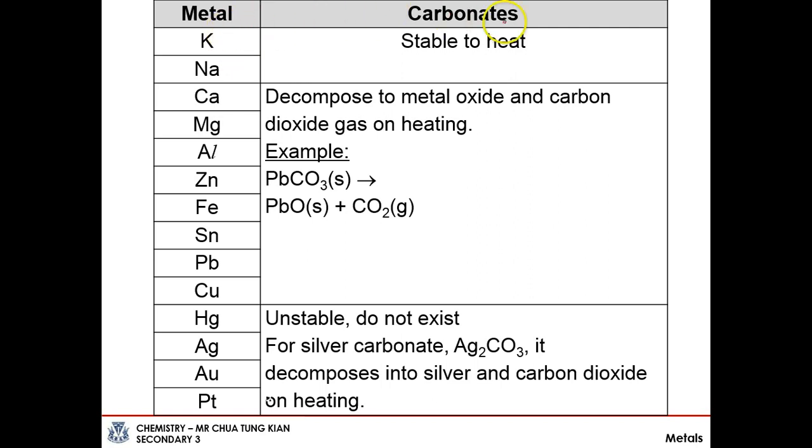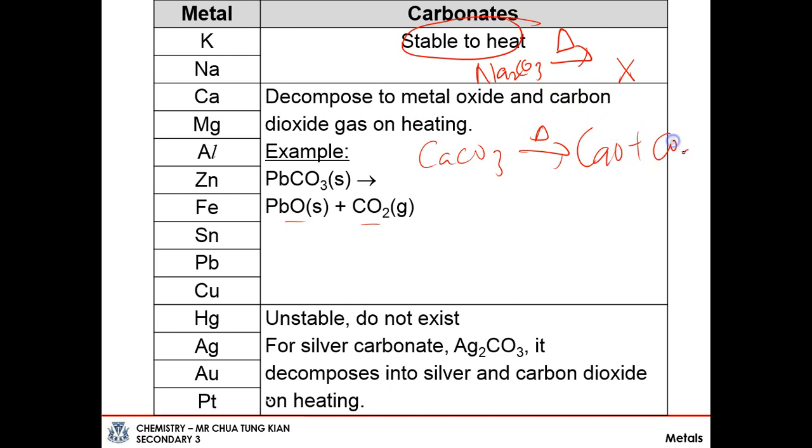So what does stable to heat mean? It means that if I have Na2CO3 and I were to heat this, I will not get it breaking down into anything. Calcium, magnesium, aluminium here, for example, break down into oxide and carbon dioxide. So for example, if I have calcium carbonate and I were to heat this really strongly, I will have calcium oxide plus carbon dioxide.